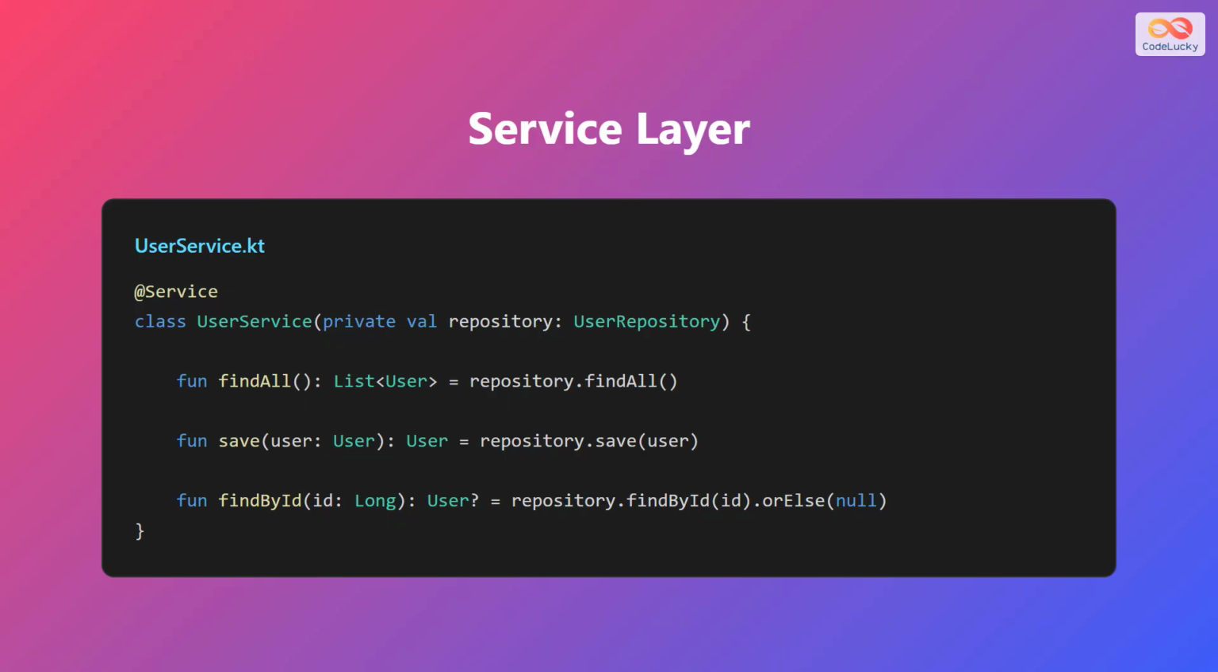with its generated ID. The findById method takes a Long ID parameter and returns a nullable User, indicated by the question mark. It calls repository.findById, which returns an Optional in Java, and we use orElse with null to convert it to Kotlin's nullable type. This service layer acts as an intermediary between the controller and the data access layer.